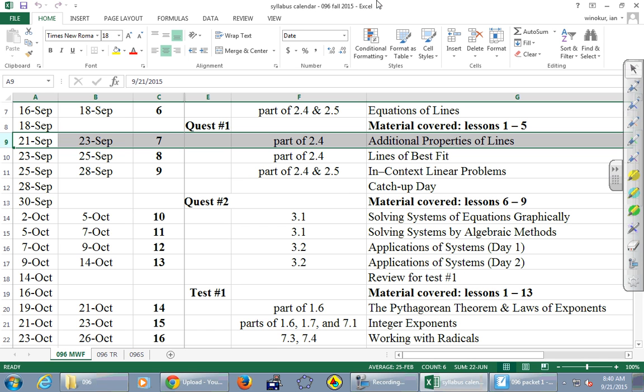In terms of preparing for future quests, first of all, I don't drop any of the quests, so this one will count for better or worse for each of you, but this is not the only grade that's going to go into your final grade at the end of the semester. There are 5 quests, just like the one that we took. I do not drop the lowest. No, this is recorded for posterity. I do not drop the lowest. But there are 5 quests altogether. There are 2 tests altogether, and there is 1 final exam.